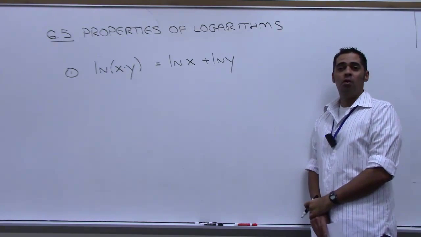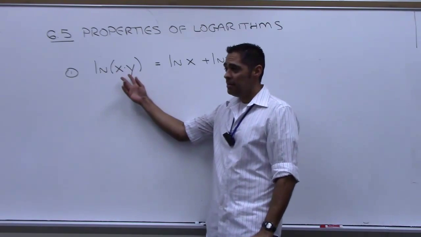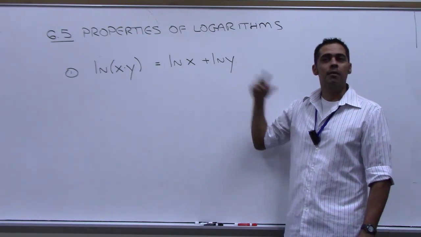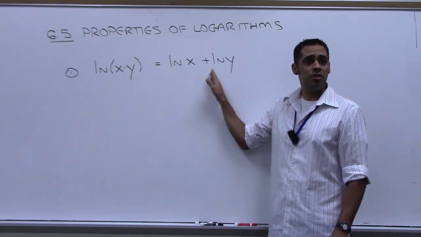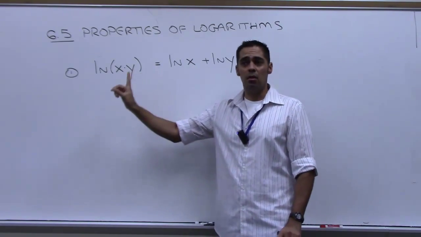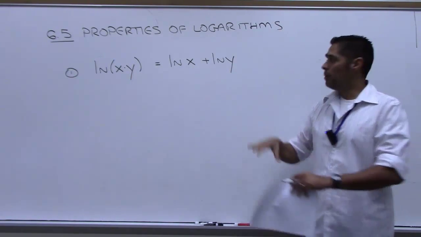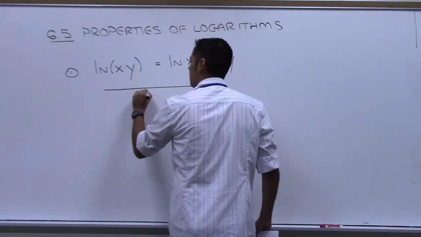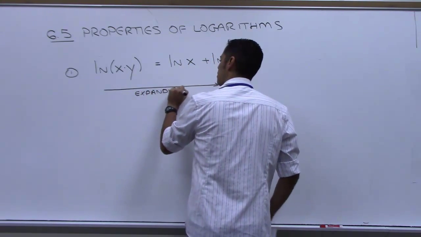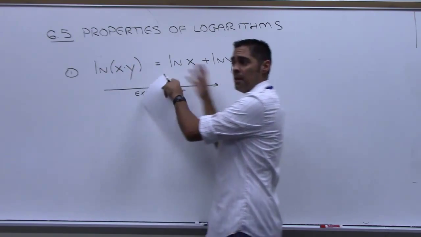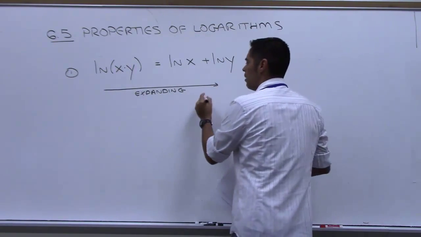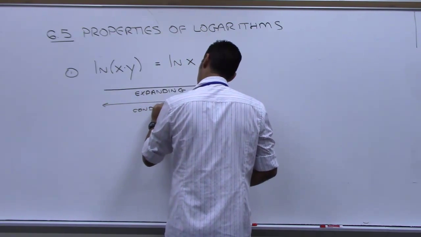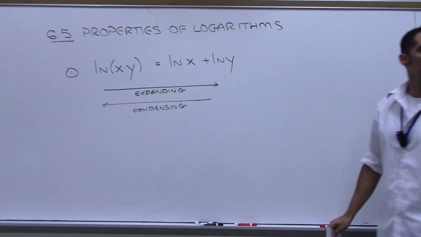Okay, so a single log with multiplication inside becomes 2 logs with addition, right? It works the other way around. If you ever have 2 logs with addition, you can convert it into a single log with multiplication inside. So both directions work here. Whenever we go from this direction to this direction, we usually call this expanding, because you're starting out with just a single term and you're splitting it up into 2, so you're expanding it out. And then when we go the other direction, we call this condensing. That makes sense? That language makes sense to you?